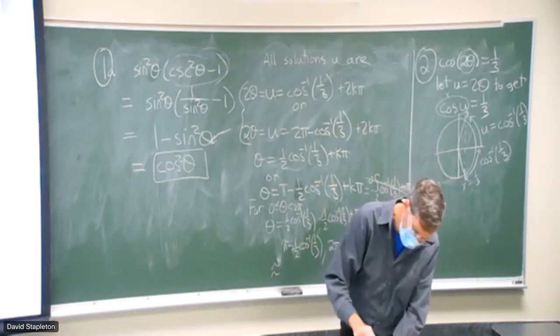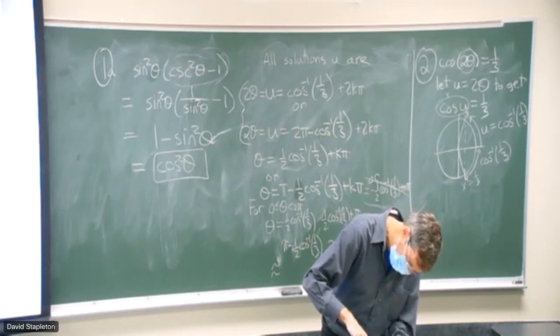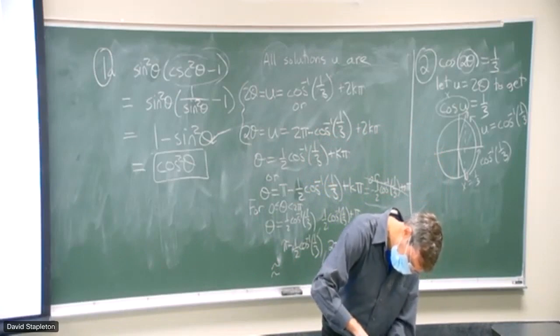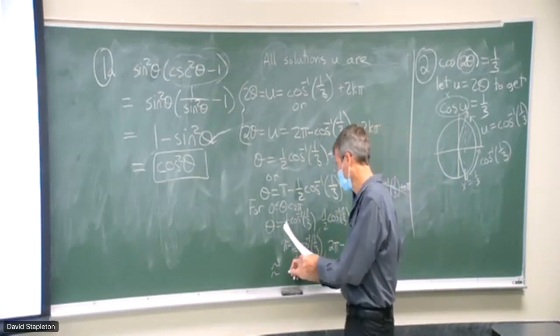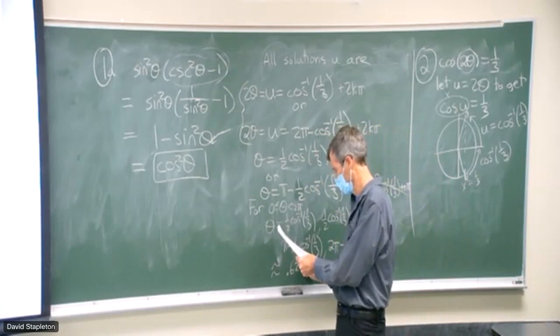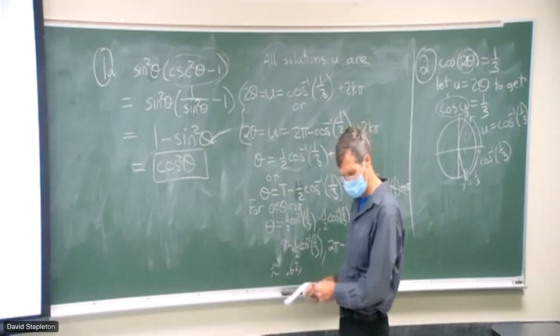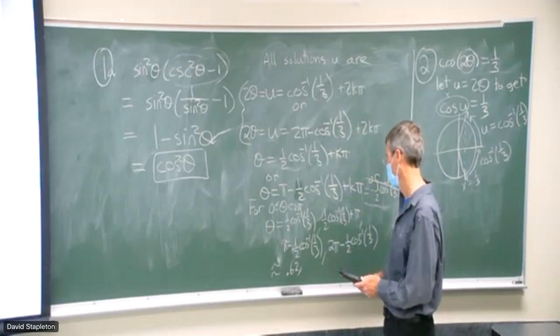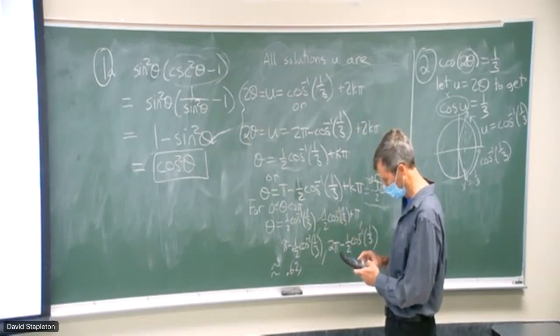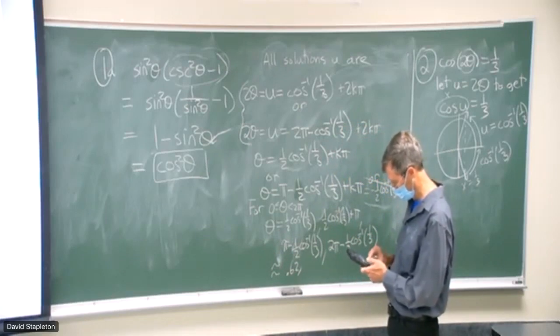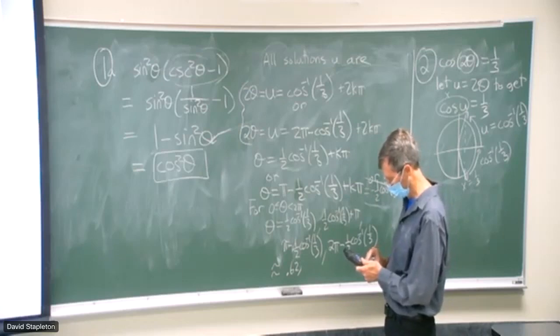And finally, the problem says round it to 2 decimal places, and that came out to, oh, I have it somewhere here. Yeah. It's approximately 0.62, or you can add pi to that, pi plus 0.62, which is 3.76.